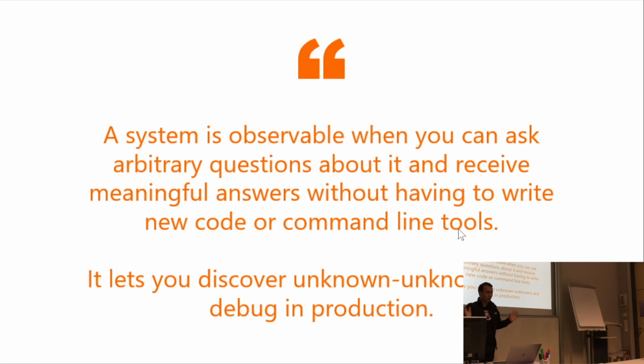Okay, so a system is observable when you can ask arbitrary questions about it and receive meaningful answers without having to write new code or a command line tool. So it basically lets you discover unknown unknowns and debug in production.